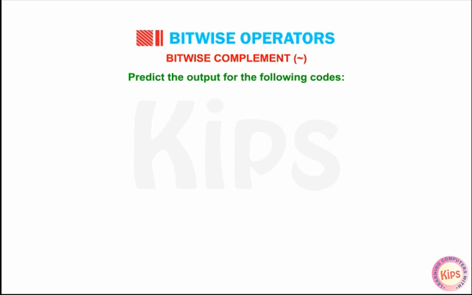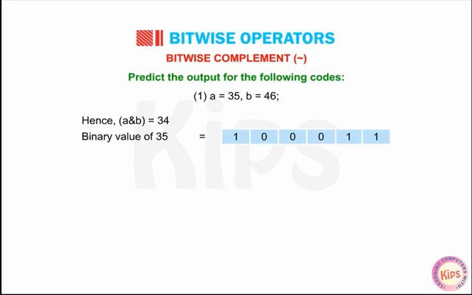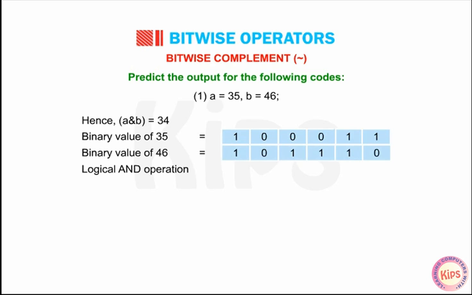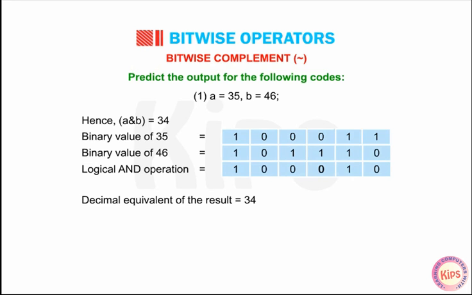Predict the output for the following codes. Number 1: A equals 35, B equals 46. Hence, A AND B equals 34. Binary value of 35 is 1, 0, 0, 0, 1, 1. Binary value of 46 is 1, 0, 1, 1, 1, 0. Logical AND operation gives 1, 0, 0, 0, 1, 0. Decimal equivalent of the result is 34.